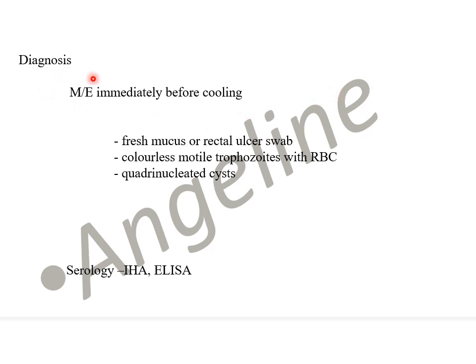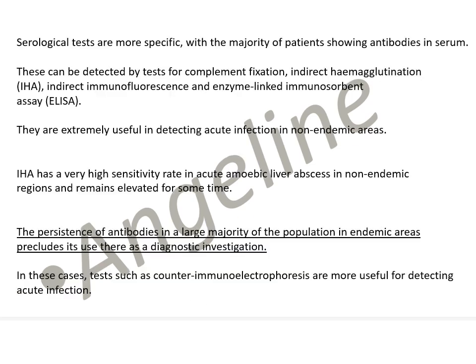Now, microscopic examination has to be done immediately before the specimen cools down. So you take fresh mucus or a rectal swab. You will get colorless motile trophozoites with ingested RBCs and you will get quadrinucleated cysts. That's how you know the difference between Entamoeba histolytica and Entamoeba dispar, because those two are commensals. If they are sitting there, they are not the cause for the problem. You will be able to make out from the architecture of the cyst and then you may do a serology with your other serological tests.